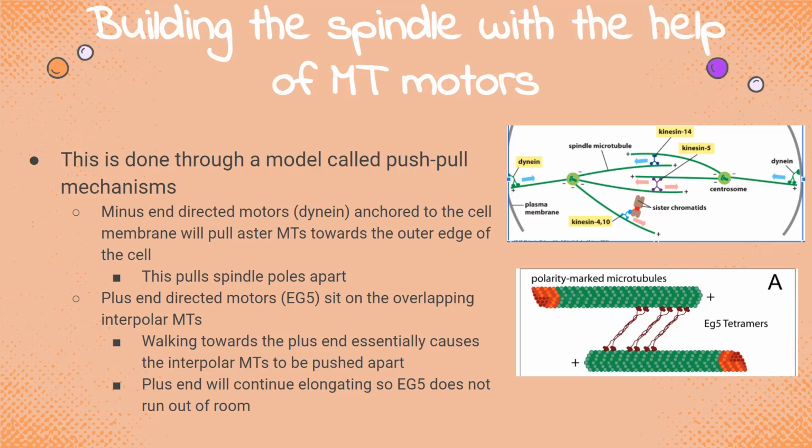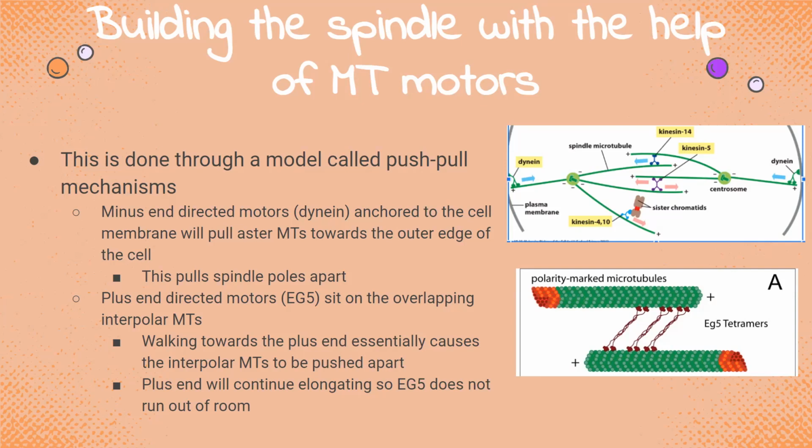So dynein is a minus end directed motor, and it sits on the cell cortex with our aster microtubules, anchored to the inside of the cell cortex, right? So dynein will sit holding an aster microtubule on the outside of the cell, and when it walks towards the minus end, it's almost like pulling in a rope because it can't move. It can't actually walk down the length of the aster microtubule because it's anchored to the cell cortex. So as it pulls towards the minus end, it's dragging the spindle pole towards itself.